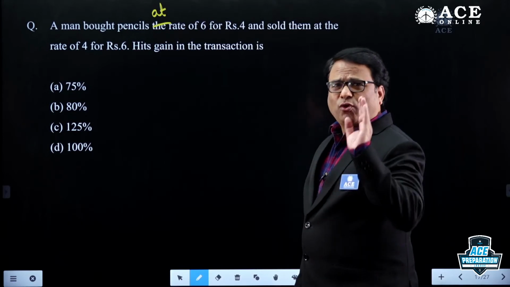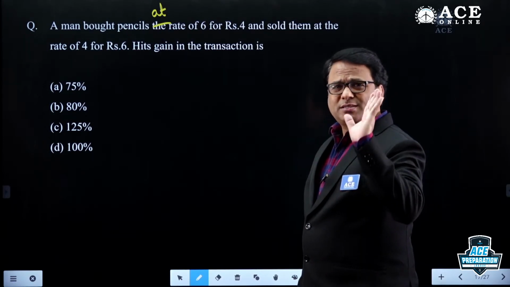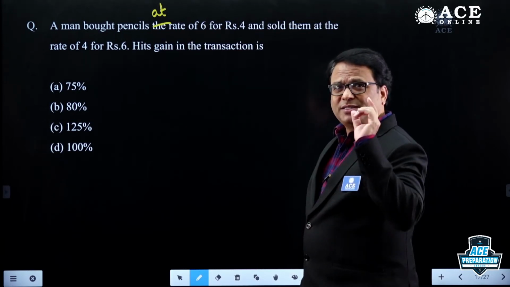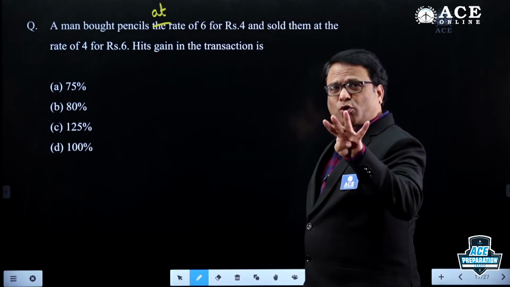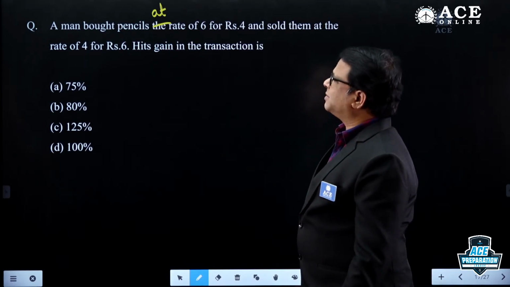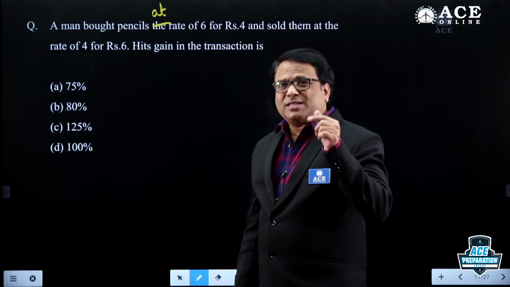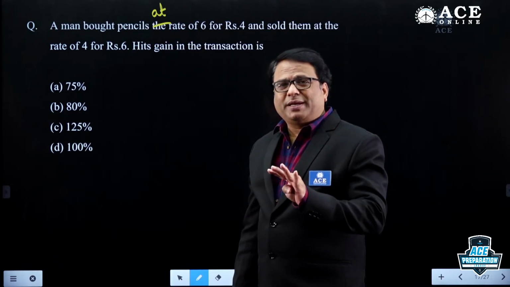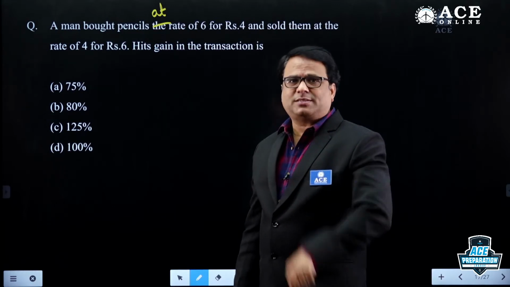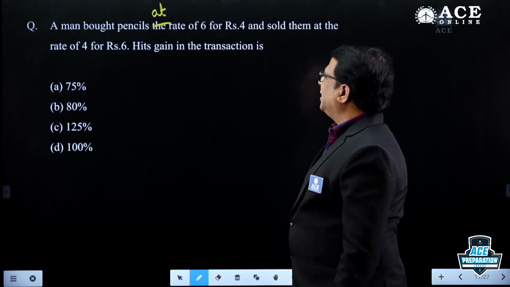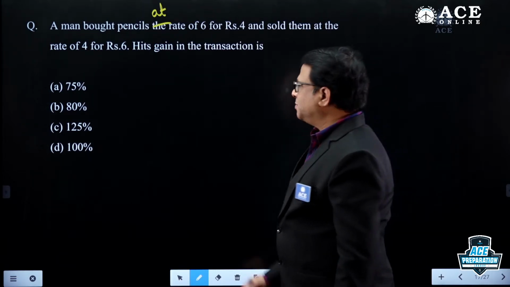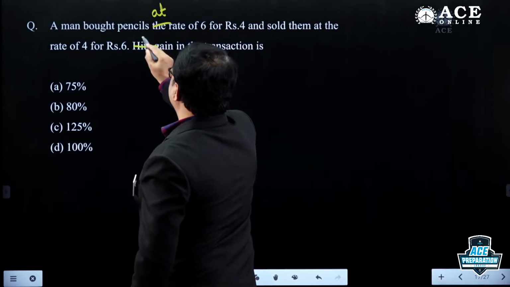That means for 4 rupees he is purchasing 6 pencils. For every 6 pencils, the price is 4 rupees. And sold them at the rate of 4 for rupees 6. That means for 6 rupees he is selling 4 pencils. Then his gain in the transaction, I'm very sorry for this mistake, it is not his.